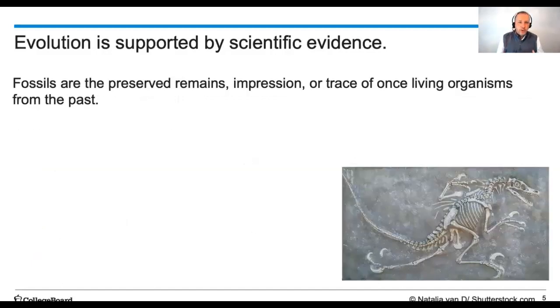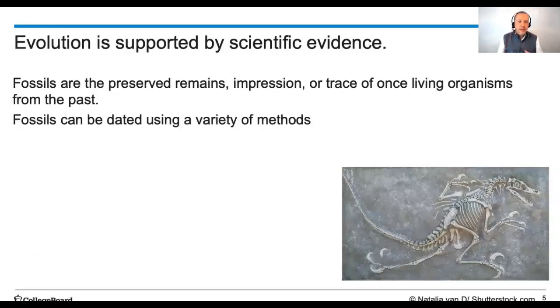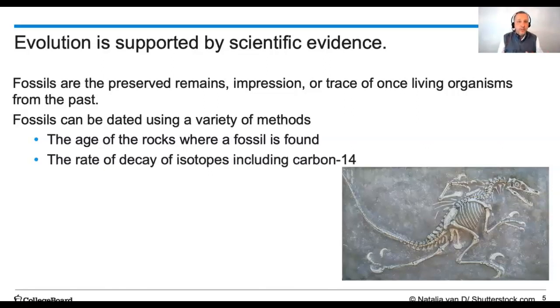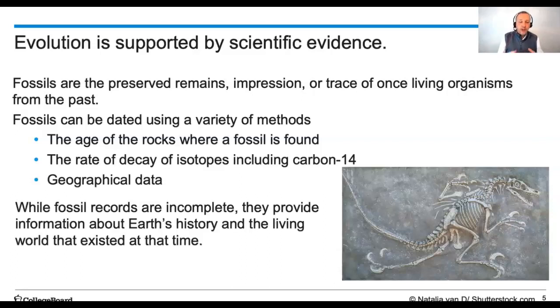Fossils are the preserved remains, impression, or trace of once living organisms from the past. Fossils can be dated using a variety of methods. You can use the age of rocks where a fossil is found, the rate of decay of isotopes, including carbon-14, and geographical data. While fossil records are incomplete, they provide information about Earth's history and the living world that existed at that time.